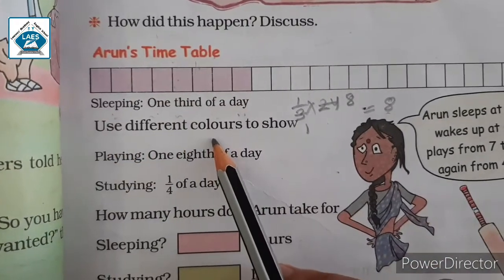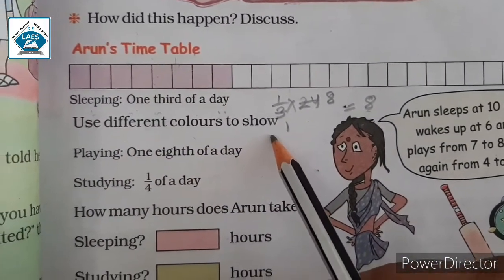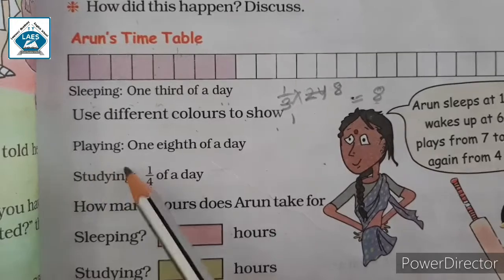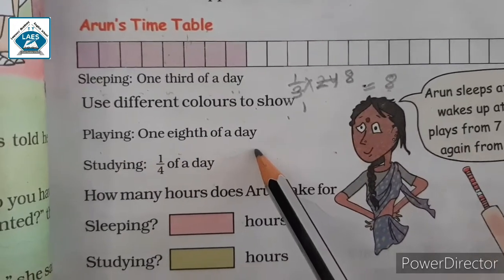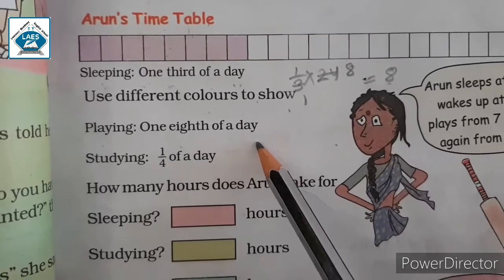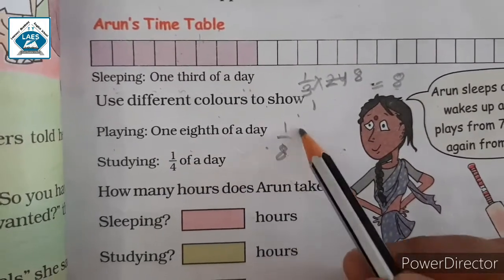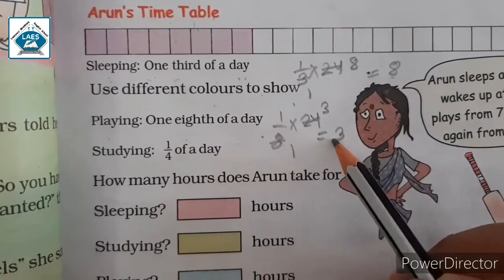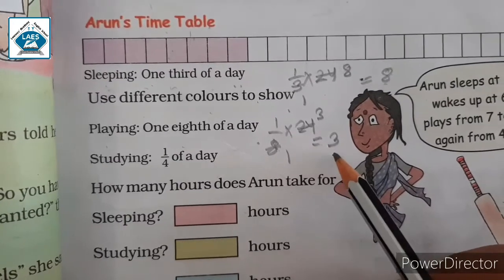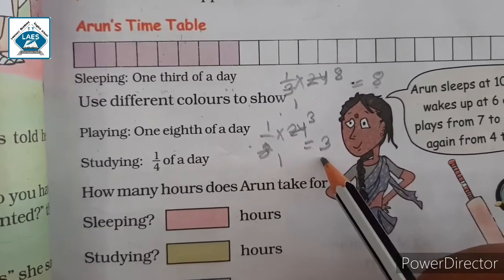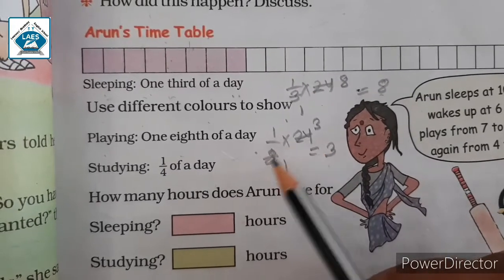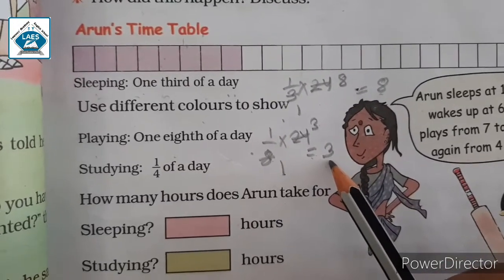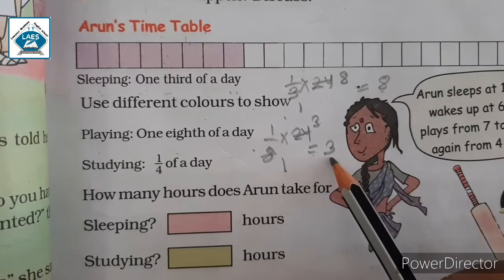Use different colors to show. We will use it. Playing is 1/8 of a day. Here you have to find the solution. 1 upon 8 multiplied by 24. 8 threes are 24. It is 3 hours. 1 day is 24 hours. 8 threes are 24, equal to 3. She is getting 3 hours. You can color it in blue.